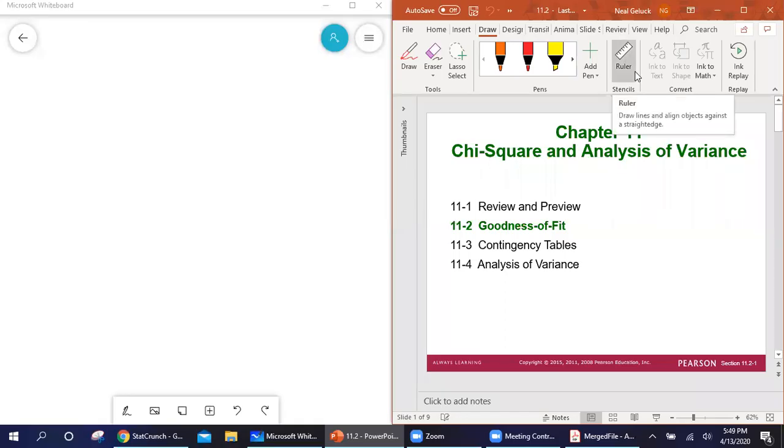Statistics. These are the notes for 11.2. We're looking at what's called a goodness of fit test. These are still hypothesis tests, so we're still going to be determining if there's enough evidence to reject the null or fail to reject the null.